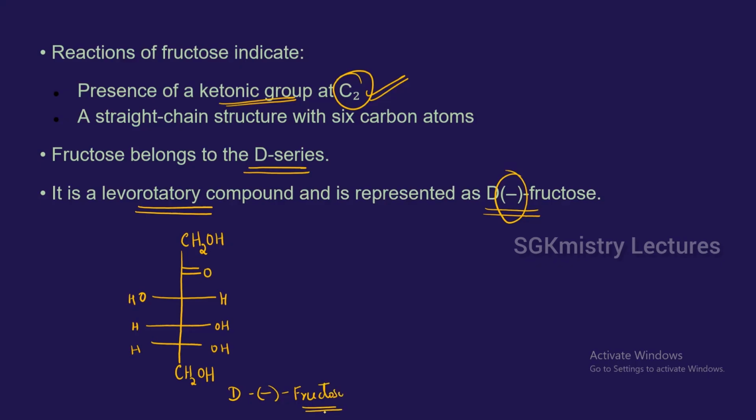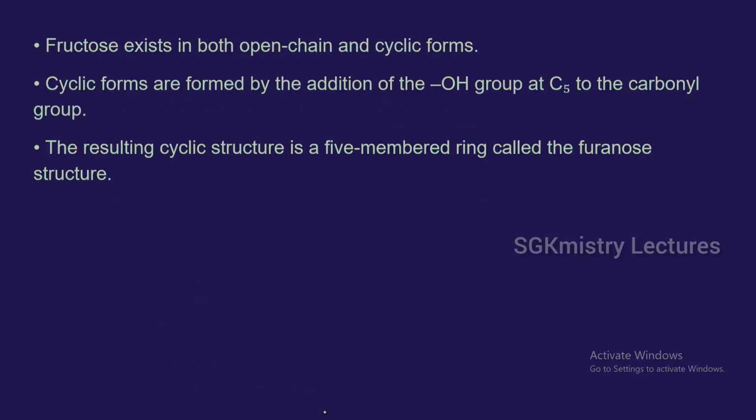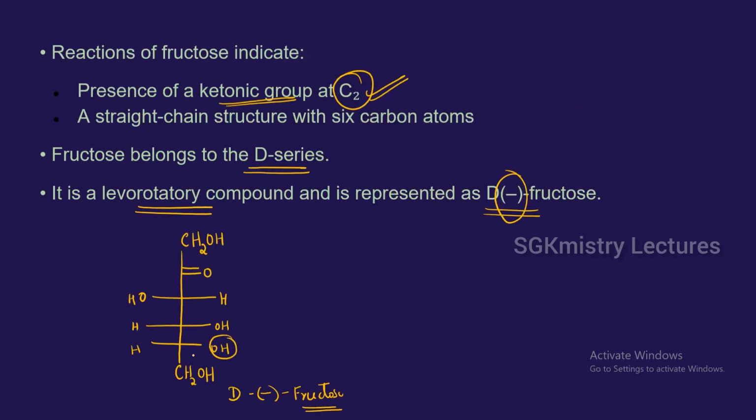Okay, so I hope it is clear how we write the structure of fructose, especially the open chain structure. Now here also it exists in two cyclic forms, which are again obtained by the addition of the OH group at C5 to the carbonyl group. But we know that even if this addition from C5 occurs to the carbonyl group, the ring structure will have one carbon less, right? Because in case of glucose, this OH group had made a bond with the first carbon atom, since the first carbon was the carbonyl carbon.